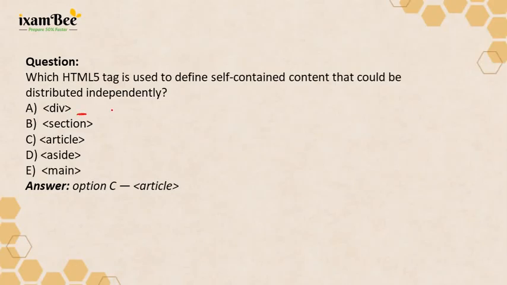The div is used for generic grouping. The section is used to group related content. The article is kind of a standalone tag, like if you want to post a blog or a news item. Aside is used for side content. The main is the primary content of the page.